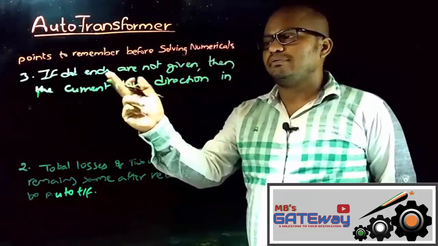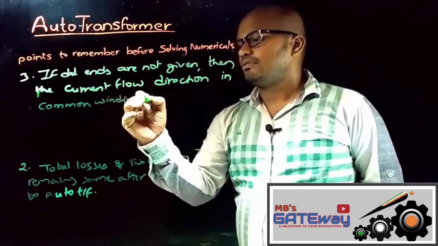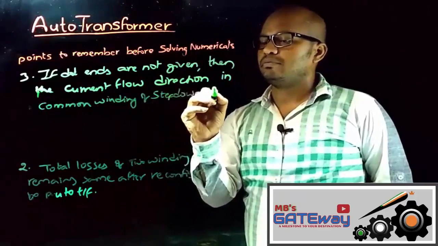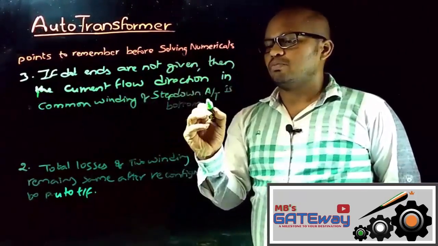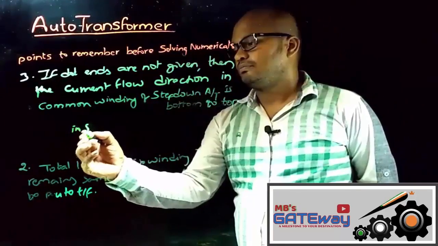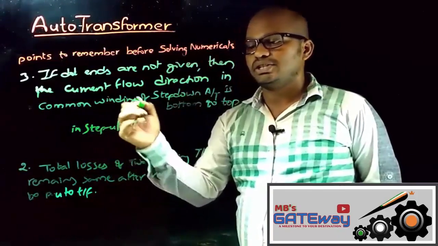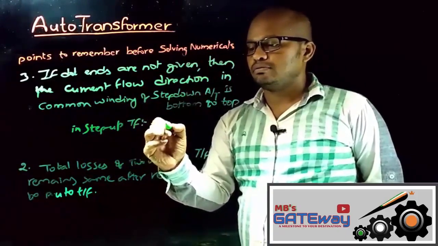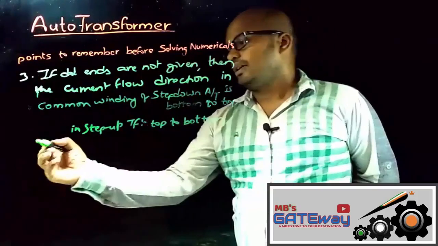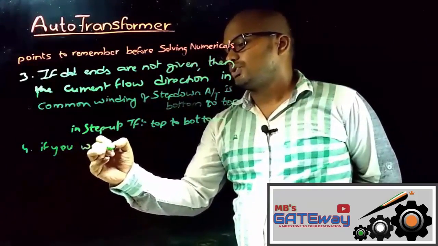And the third point is, if the dot ends are not given, then the current flow direction in common winding of step down autotransformer is bottom to top, and in case of step up transformer, the current direction in common winding is top to bottom.